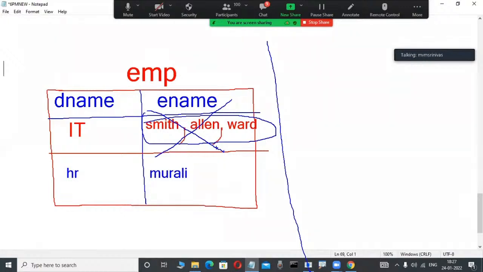Actually, this table is not a problem. Table creation also works here: Smith, Allen, Ward. But why is this not recommendable, that every cell has a single value? Table creation is not a problem; another thing is the problem. What is that? Observe, very important. E.F. Codd, he is a mathematician. He introduced a relational data model in 1970.